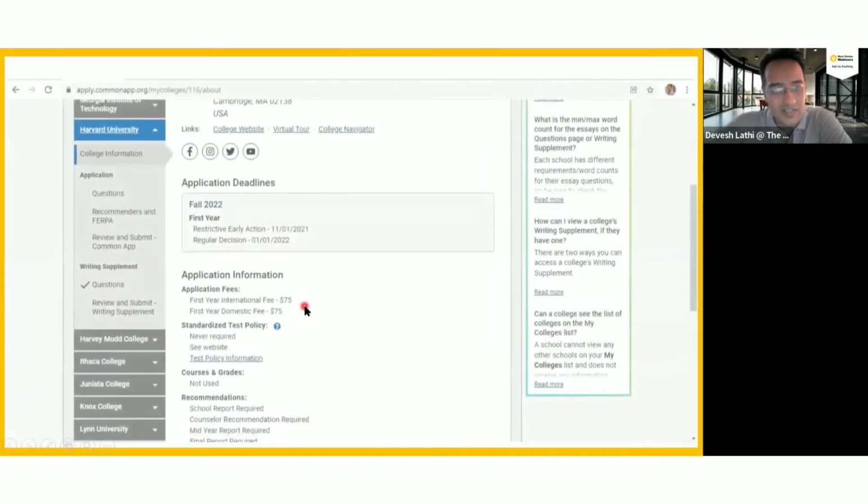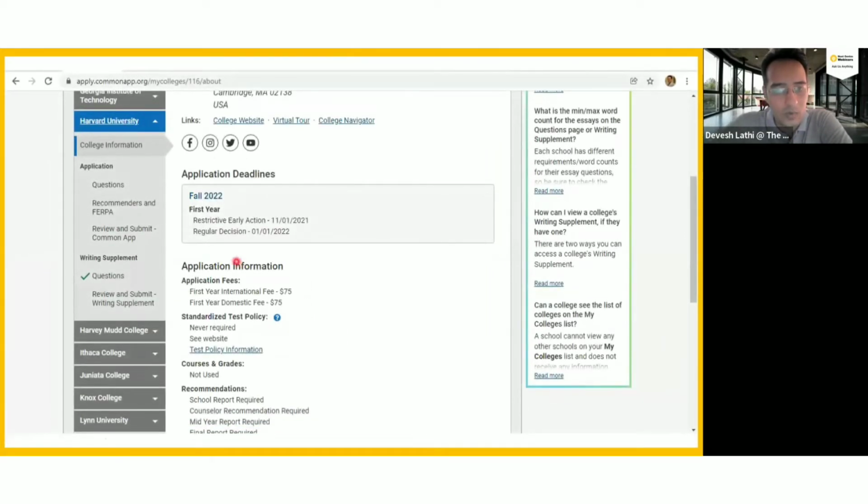Let's see another case. Let's see the case of Harvard. So Harvard offers REA and regular decision deadline. REA means if you are applying restrictive early action, then you can only apply early to Harvard and you cannot apply to EA or ED to any other college in the early action deadline format. The regular decision deadline is January 1.